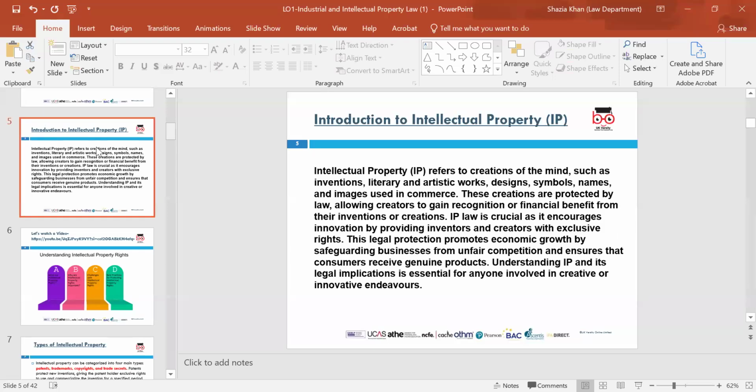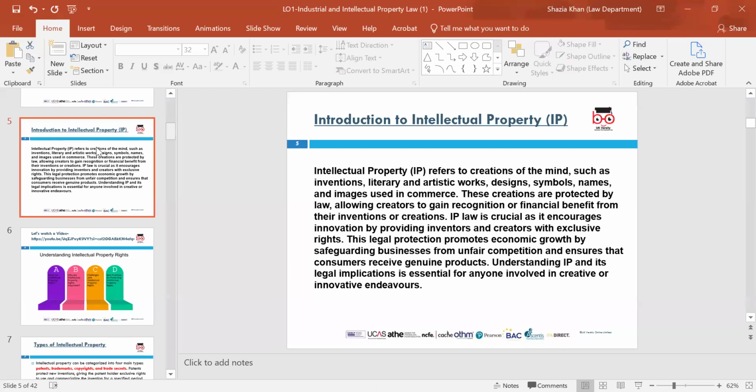So, introduction to intellectual property. As we said, intellectual property refers to creations of the mind, such as inventions, literary or artistic works, or symbols used to represent a brand or product. It's really important that we take into consideration what intellectual property is and why it's there. It's there to protect individuals' rights, your own rights as an individual.